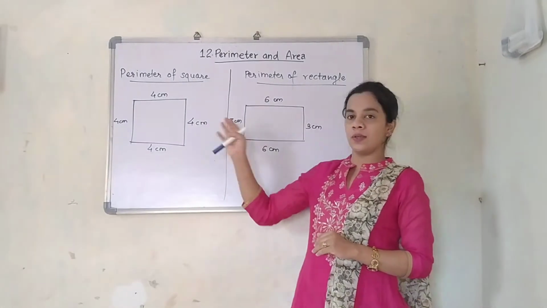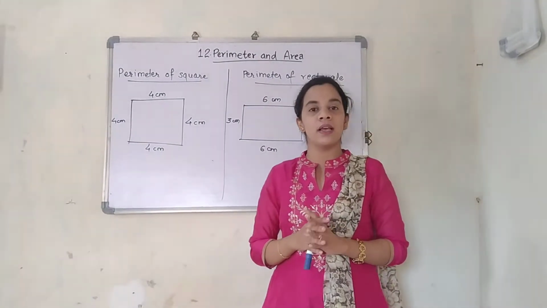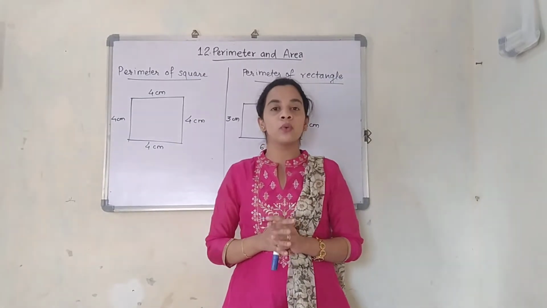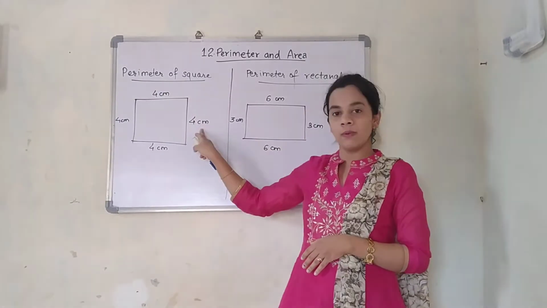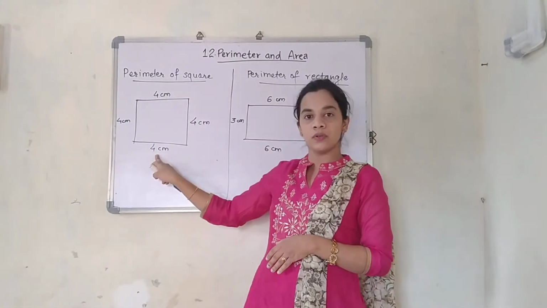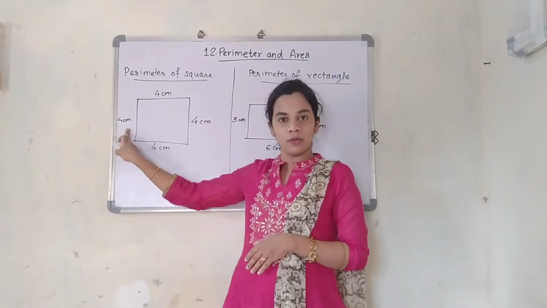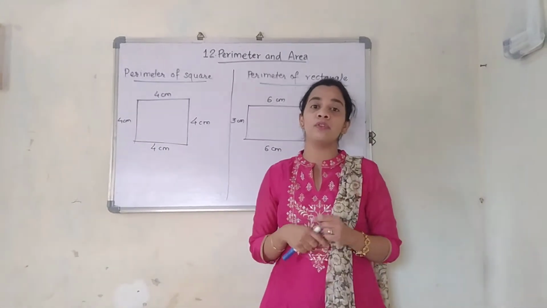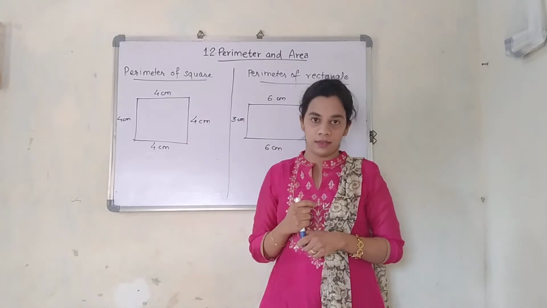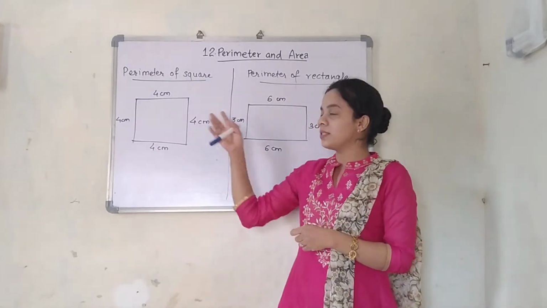Right now you can see over here, you know a square has all sides equal. So in a square, all sides are equal. You can see 4 centimeter is here, so this will also be 4 centimeter, this will also be 4 centimeter, and this will also be 4 centimeter. Now what is meant by centimeter? Centimeter is the unit which is used to measure length. So it is 4 centimeter.